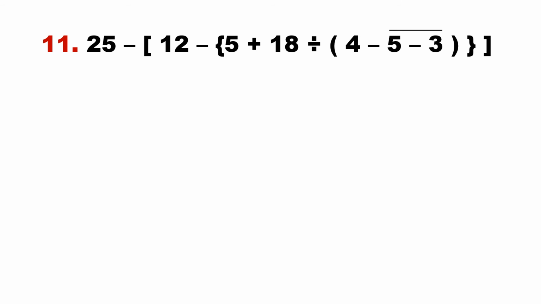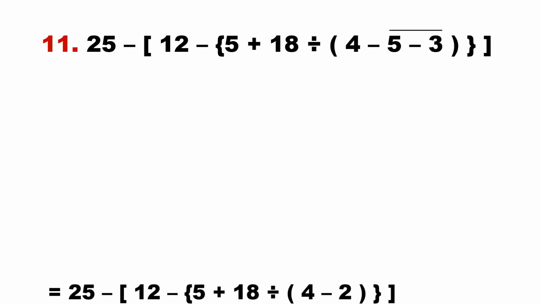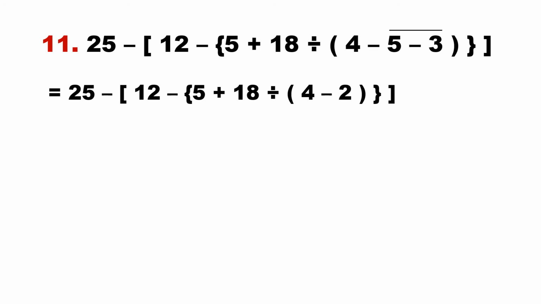Now we have a square bracket, a curly bracket, a small bracket, and we have this bar bracket, or we say vinculum. So we have a vinculum here. So who gets the first priority? This vinculum. So what is there in the vinculum? 5 minus 3, and we know 5 minus 3 is 2. Oh, so it is very easy here. I will just write, instead of this 5 minus 3, I will write it as 2.